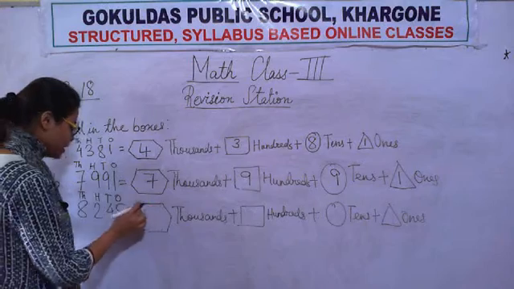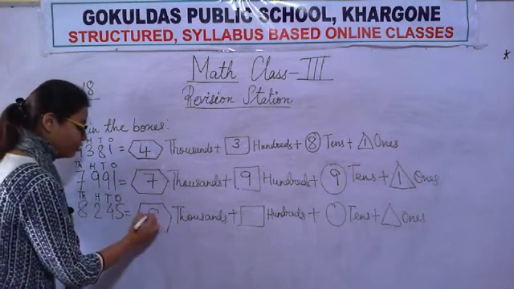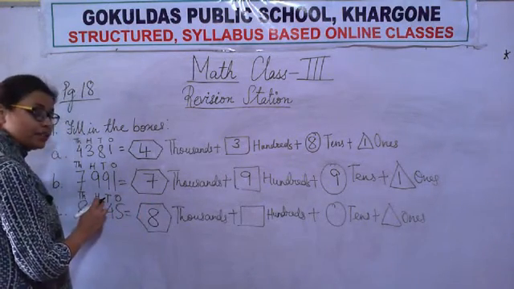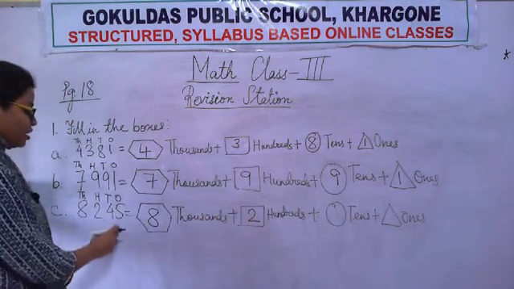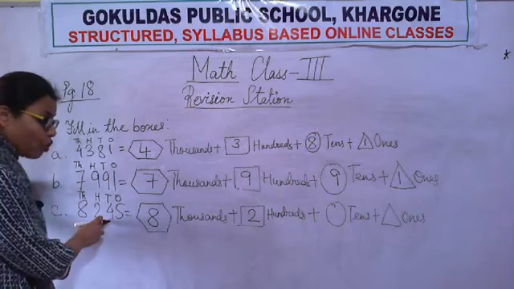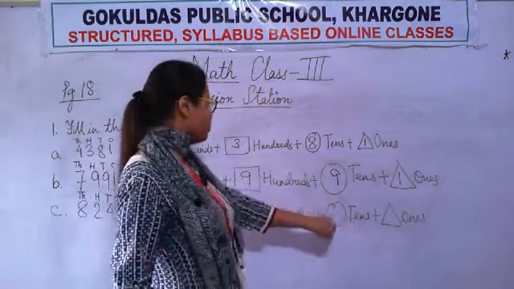Okay. Then what is the number sitting below 1000? 8. We will write 8. What is the number sitting below h? 2. We will write 2 just in front of hundreds. What is the number below t? 4. So it is written tens over here. What will we write over here?